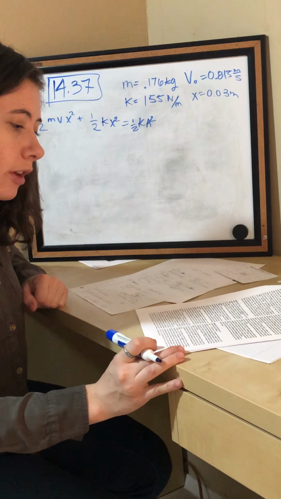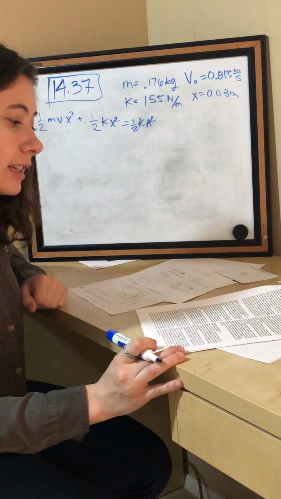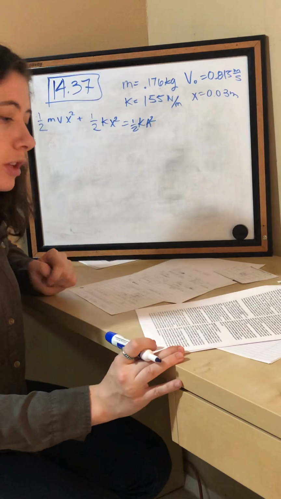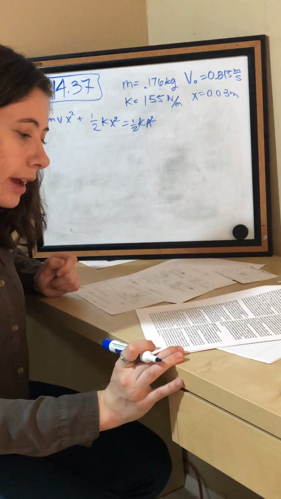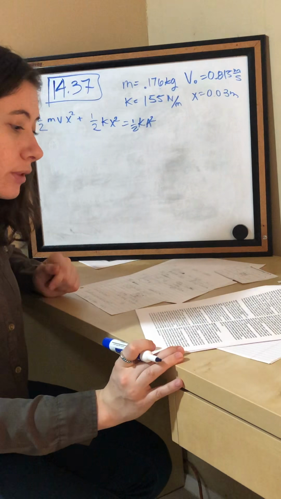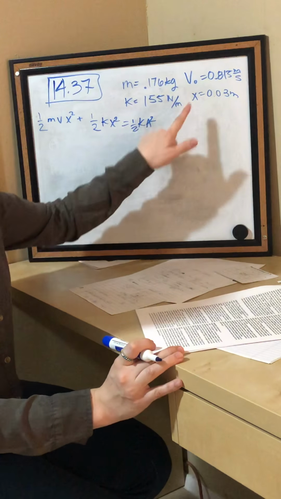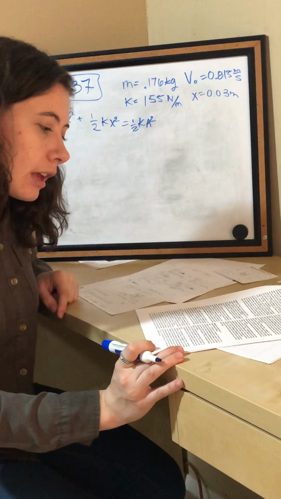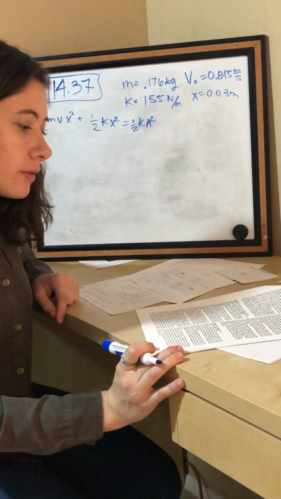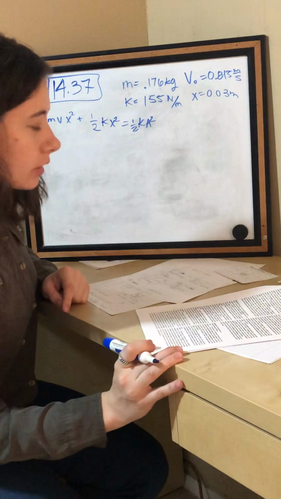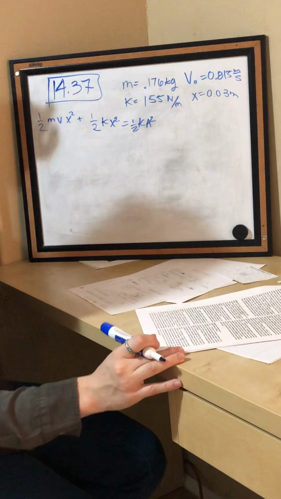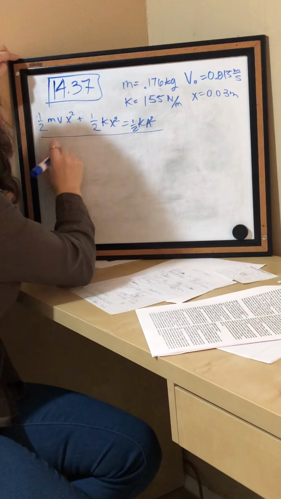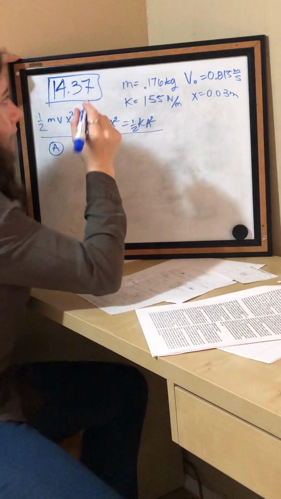At the instant you make a measurement on the glider, it is moving at 0.815 meters per second, so that's the initial velocity. And it is 3 centimeters from the equilibrium point, so 0.03 meters from its equilibrium. It says use energy conservation to find the amplitude. So this is the energy conservation formula. So first, to find the amplitude, we're just going to plug in these numbers.